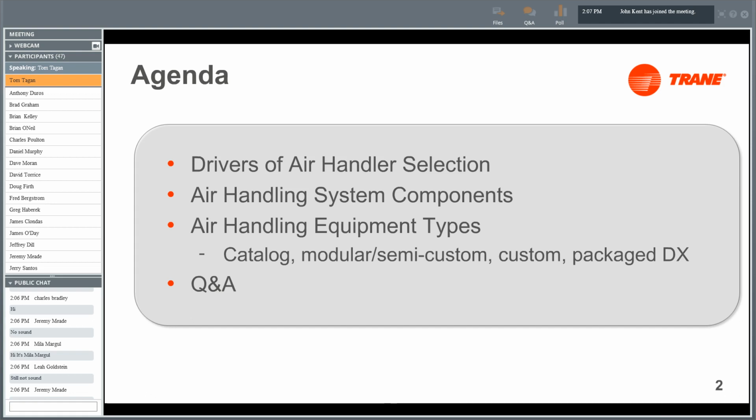And once we go over the individual building blocks, we'll talk about how the blocks come together in the different types of air handlers. Some of the main types of air handlers that you probably heard about are your catalog units, you have your modular or semi-custom units, you have full custom units, and even package DX. And once again, we'll open up the floor to a Q&A at the end of the presentation to answer any questions that you might have or you haven't been able to get into the chat. So with that being said, we'll kick it off by going into some of the drivers of air handler selection.